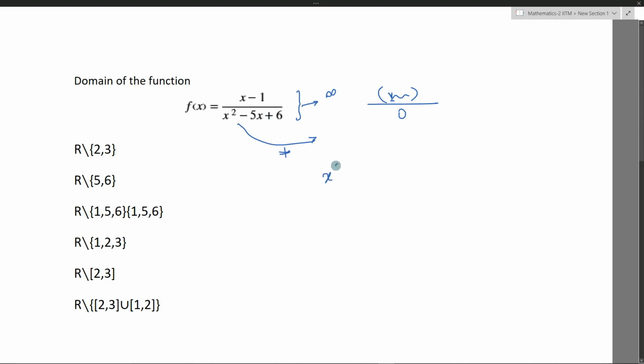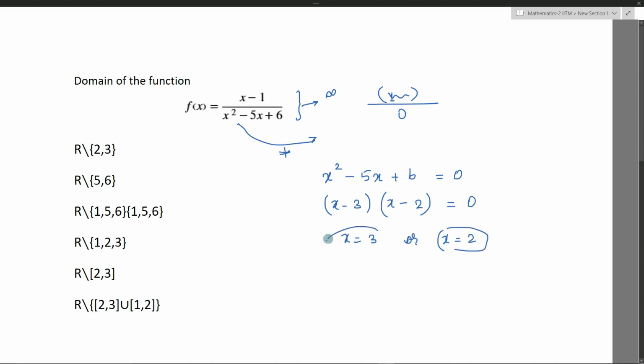So this is nothing but x square minus 5x plus 6 is equal to 0. So we can factorize this as (x minus 3)(x minus 2) is equal to 0. So we can say that x is equal to 3 or x is equal to 2. So this means that whenever x takes the value 3 or 2, the denominator goes to zero, right?